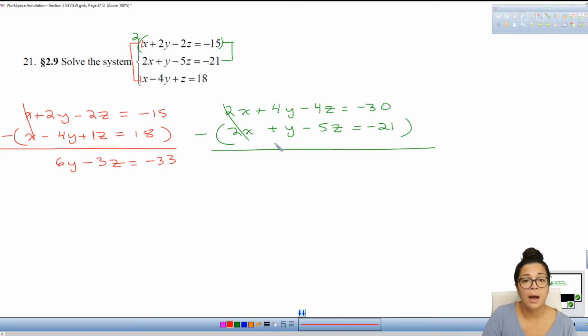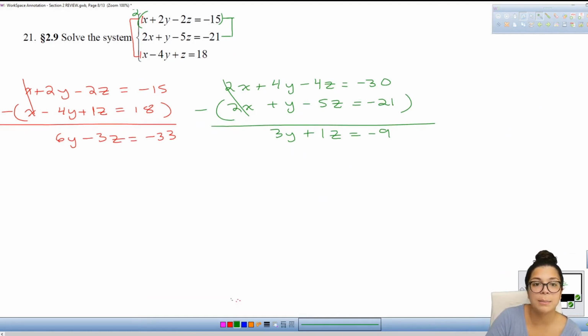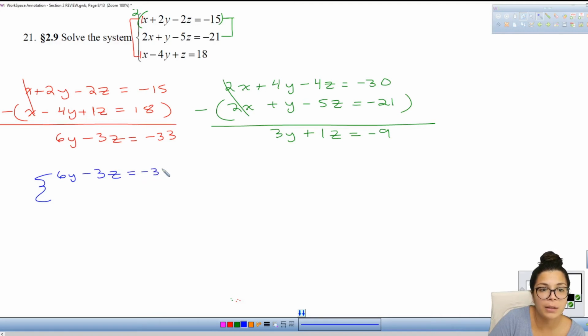Okay, and then moving on to this one, 4y minus 1y would be 3y. And negative 4z minus negative 5z would be negative 4z plus 5z, which would be plus 1z. And then negative 30 minus negative 21 would be negative 30 plus 21, which would be negative 9. Okay, now I need to put these two together now in a system of its own. Now I have two equations with two variables, and I could solve this like any other regular system that I have before.